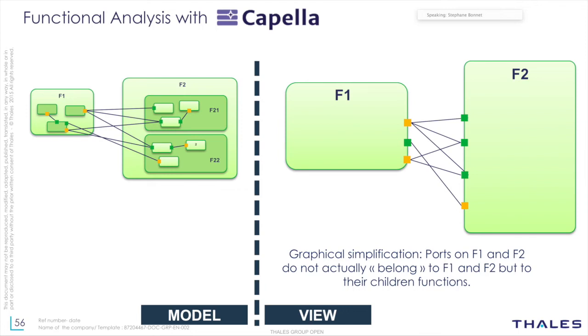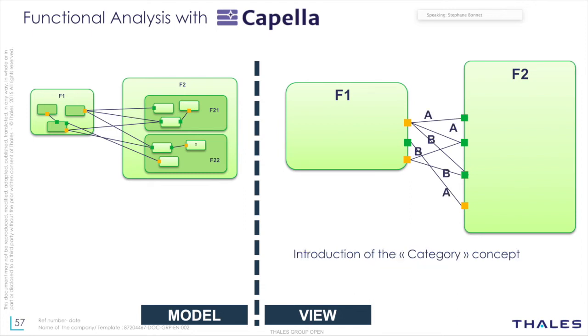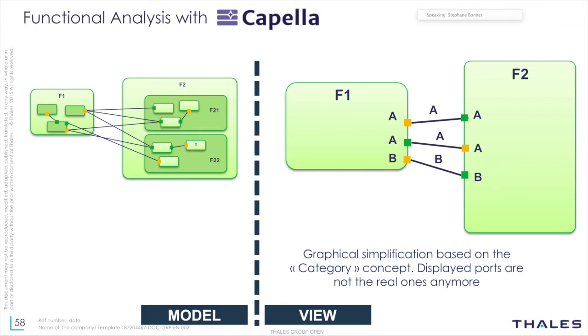So at no cost, I just generated a simplified view of my functional breakdown. The only thing is, now I am exposing all the low-level exchanges between these high-level functions. So we came up with another mechanism, a kind of tagging mechanism, where we can associate categories to functional exchanges, so data dependencies, and then compute simplifications based on these categories, this grouping of functional exchanges.